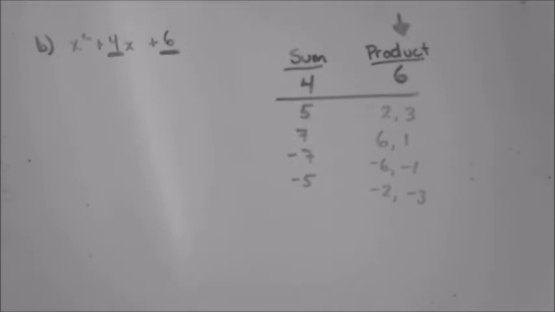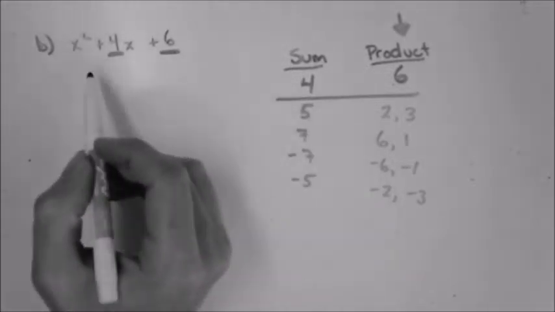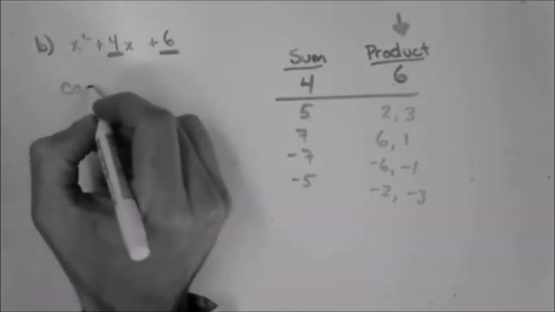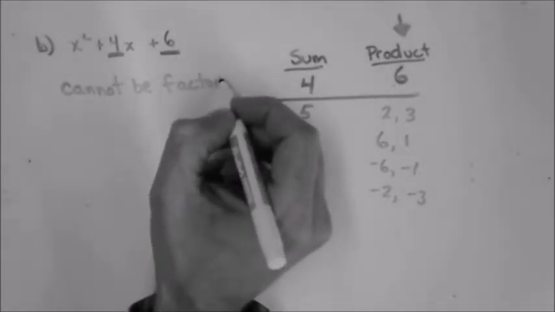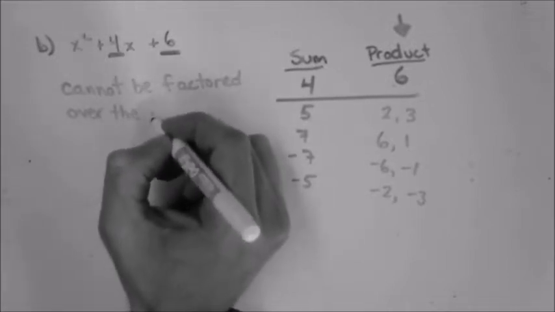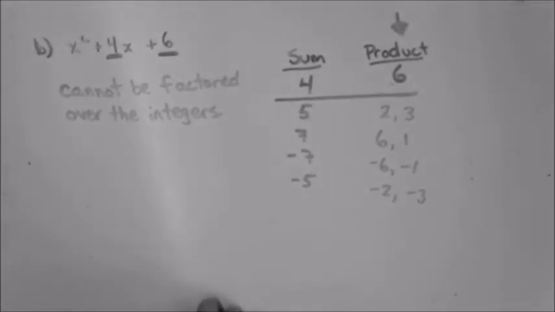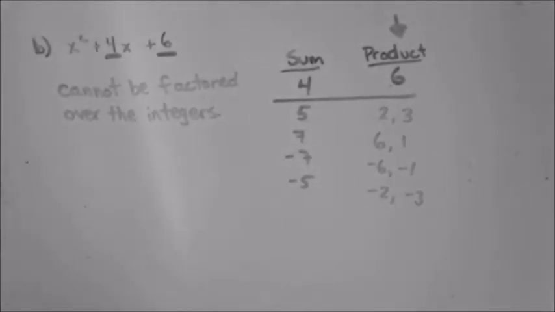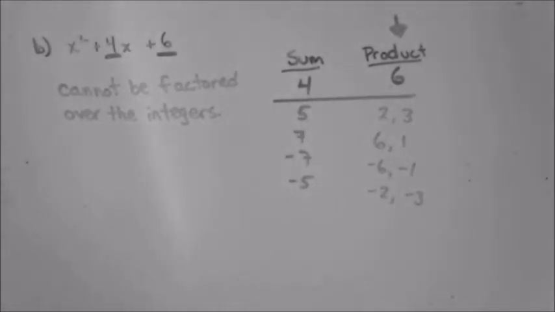So since no two integers have a product of 6 and a sum of 4, this trinomial cannot be factored over the integers. That means you can't break it into its factors using whole numbers, positive or negative. It could still happen. There could be decimal numbers that will multiply to 6 and add to 4, but we don't have the skills to do that yet.